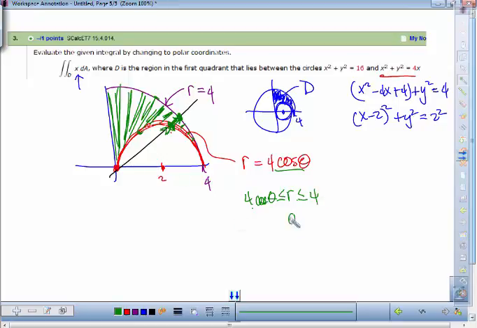And then theta goes from where to where? And then theta, we only stop here at pi over 2. So we only go from 0 to pi over 2. Okay? So this is your D explained in polar coordinates, and so we should be able to write your integral now.